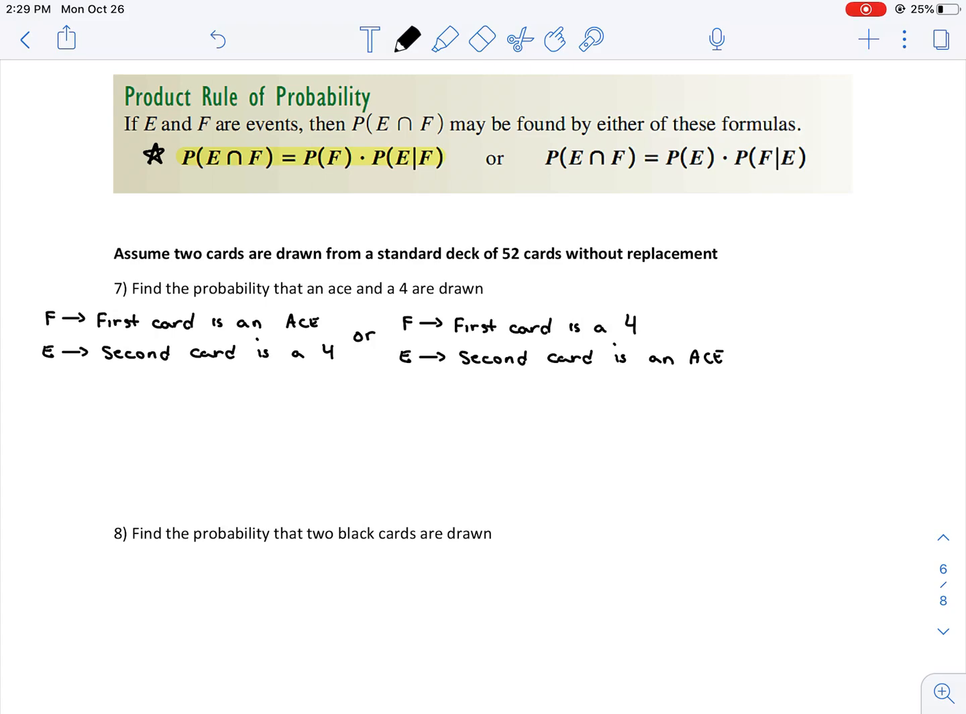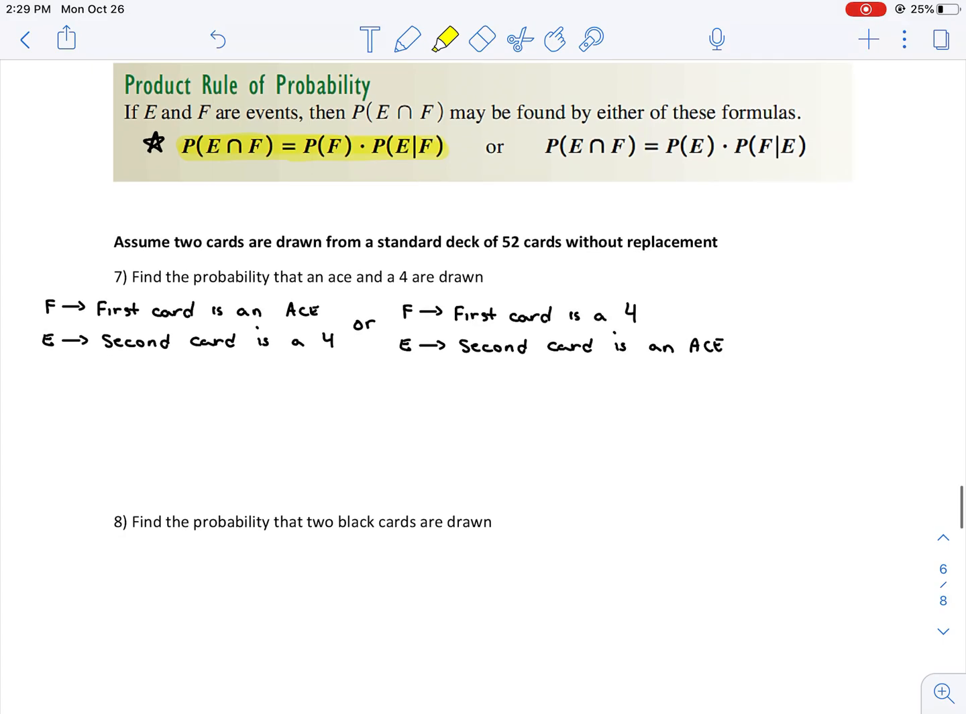And that is so because when we get to Bayes' theorem, it uses the notation the probability of F given E. And I don't want to confuse students with what we're doing now and Bayes' theorem later on. So from here on out, I will only be using this formula that's highlighted in yellow. All right, with that said, let's take a look at the example.